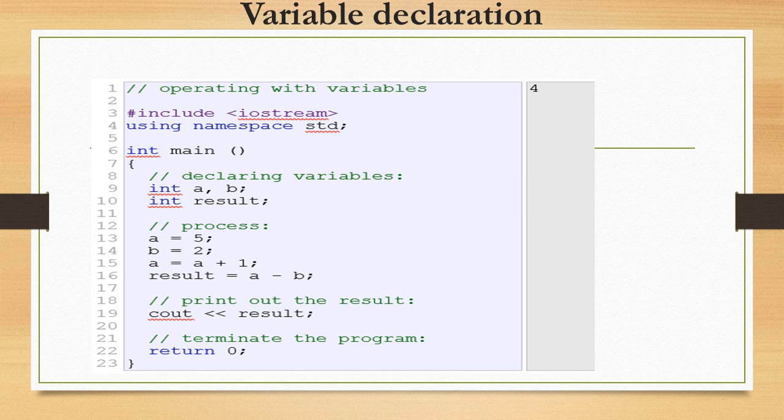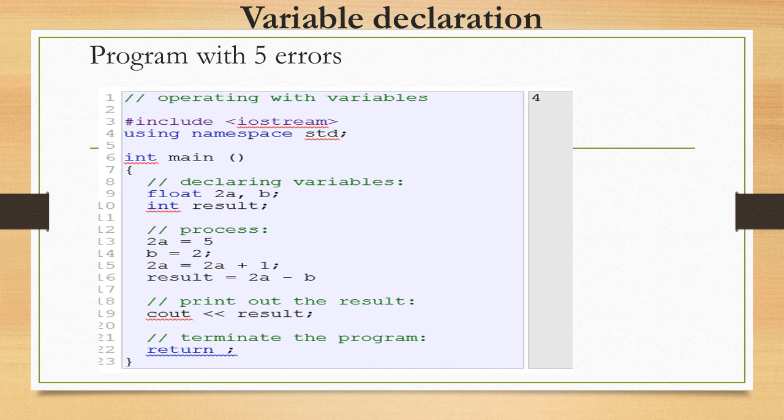5 plus 1 is what? Is 6. Then the result is a minus b. Our a is already 6, so just 6 minus 2. The result of 6 minus 2 is now kept inside the variable with the name result. So look at the command that we use in printing out the result. You see cout, then result. Already our result is having 4. To terminate the program, you return 0, then you end. Then the output is going to be the value of result, and of course it's 4.